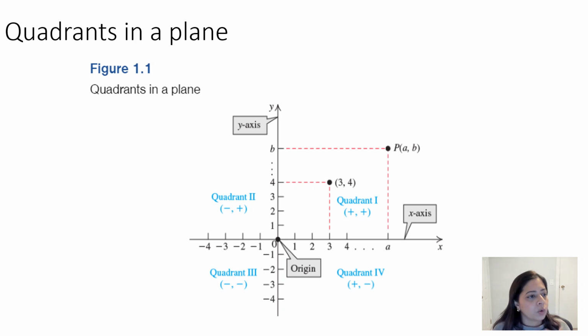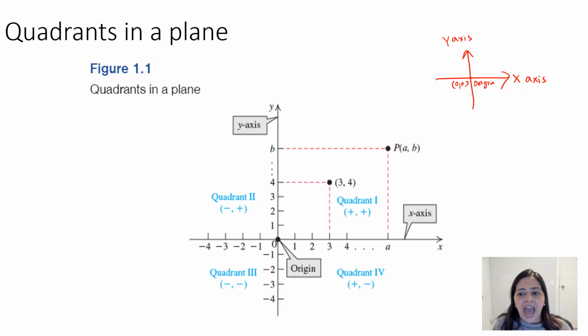Another term we need to be clear about is what we mean by quadrants in a plane. So this is how an XY plane or a Cartesian plane looks. It's formed from two lines, one horizontal and one vertical. The horizontal line is the x-axis, the vertical line is the y-axis, and in the middle they intersect at a point called the origin, which is (0, 0). That's the point where everything originates.